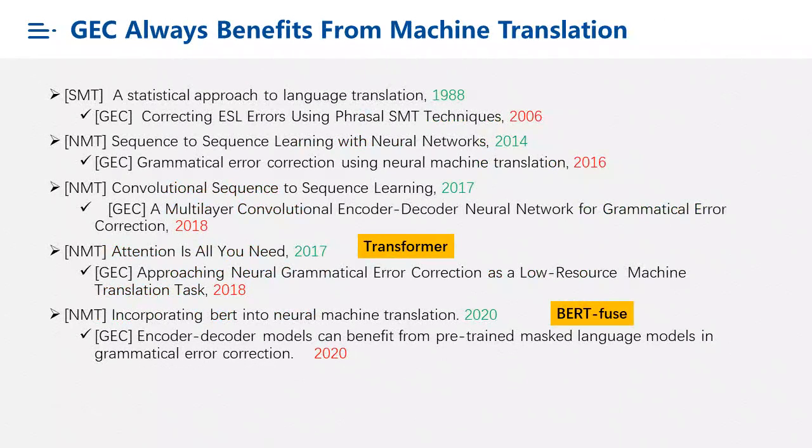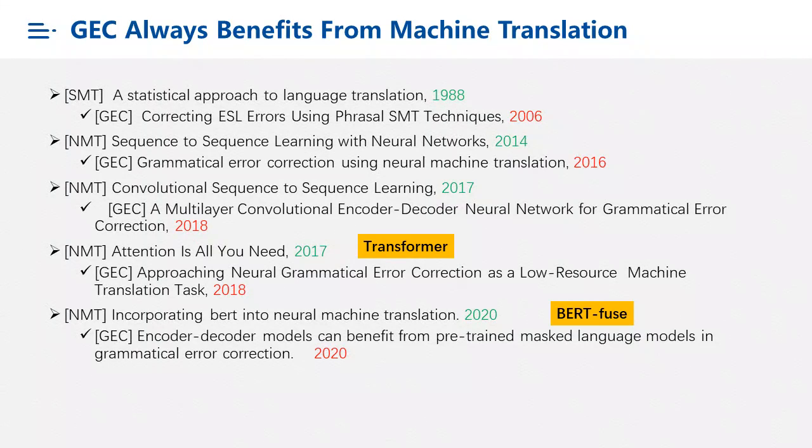In this slide, we can see very clearly that advances in machine translation always promote the development of the GEC field. For example, in 2017, the transformer structure was proposed by the paper Attention Is All You Need, and then applied to GEC in 2018. In 2020, a novel strategy called BERT-fuse was proposed in this paper, incorporating BERT into neural machine translation. And in the same year, this strategy was applied to the English GEC task and achieved state-of-the-art results.